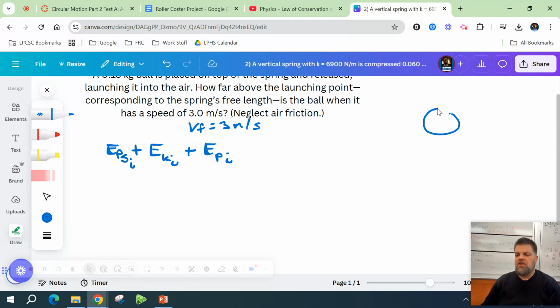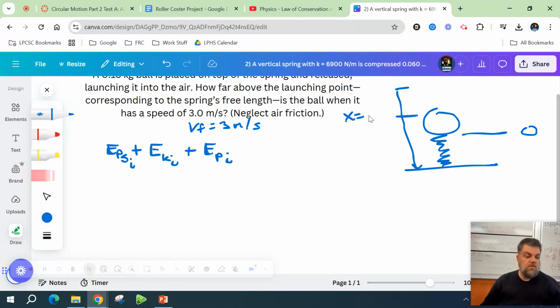And so I'm just going to draw a picture here. I have this ball. It's on a spring. I can choose to make this my 0 point if I want. And remember the spring has a free length that goes like this, and the distance from here to here is my x value, which they say is 0.06, right? Because the spring is compressed 0.06. And my spring has a constant K of 6,900.